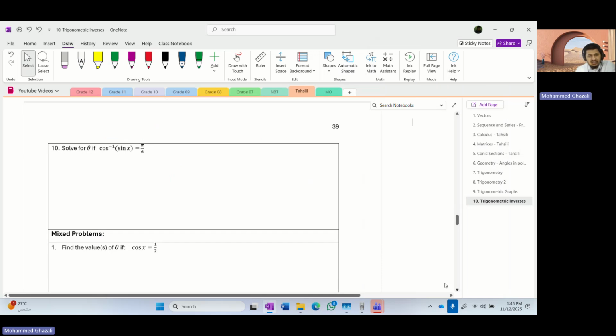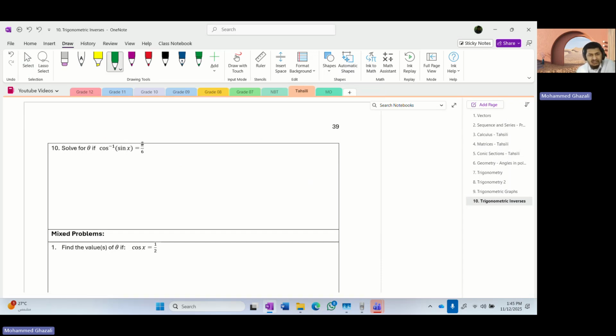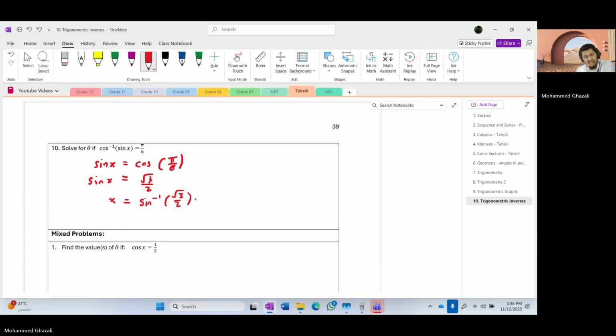Next one, we're going to find cos inverse sine x equals pi by 6. We're going to cos both sides. So you get sine x is equal to cos pi by 6. Cos of pi by 6 is cos of 30, which is √3/2. So sine x is √3/2, and x is equal to sine inverse √3/2. And sine inverse √3/2 is basically pi by 3, because sine of 60 degrees is √3/2.